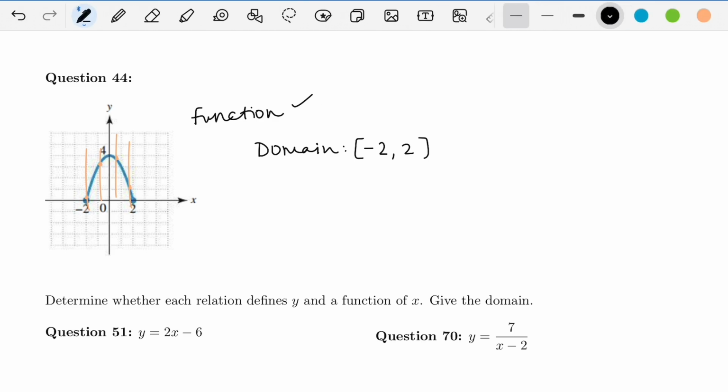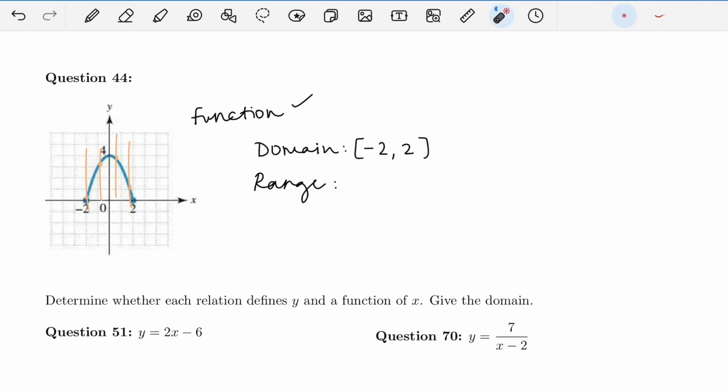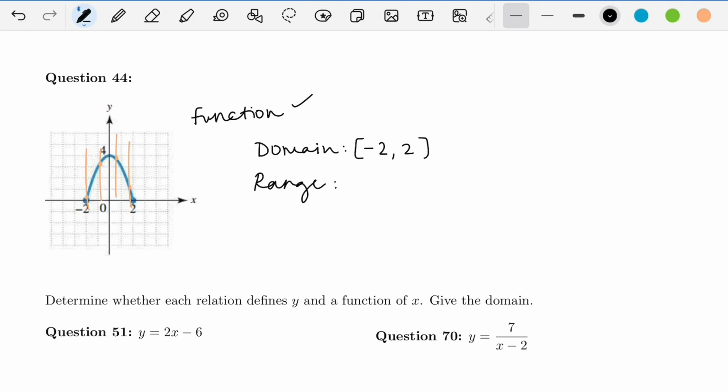Then for our range, this is going to be all of our output values. Notice our y values are going to start from here, from 0 all the way up to this y value, 4. We're not looking at the y values here or here. That's going to be outside of our range. So our range is just going to be from 0 to 4.